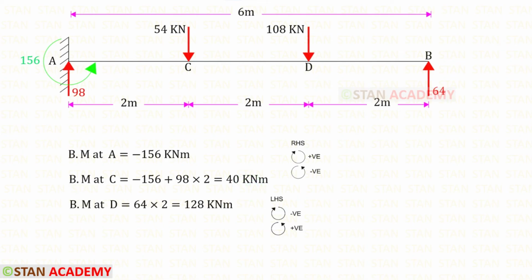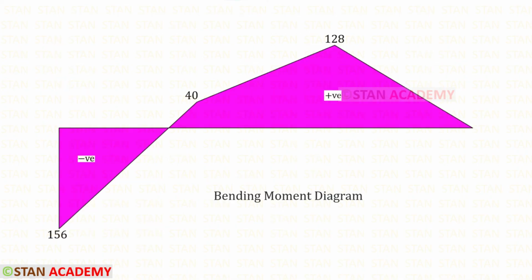We can find the bending moment in the point D easily from the point B. In this case, we have to follow the left hand side rule. RB is acting in the anti-clockwise direction, so it will be positive, and the distance is 2. For the bending moment at D, we will get 128. We know that in the point B, the moment is 0. Here you can see the bending moment diagram. In this point, the bending moment becomes 0.